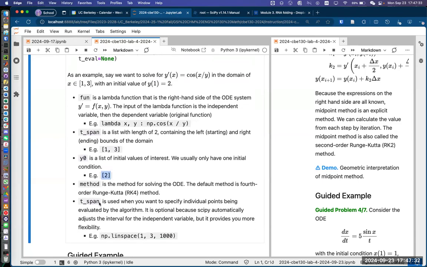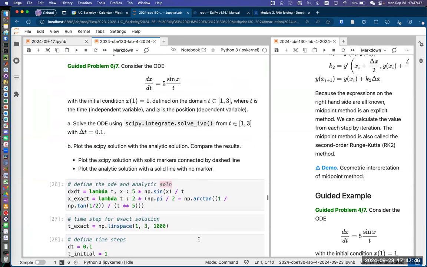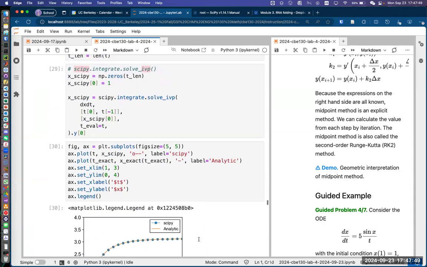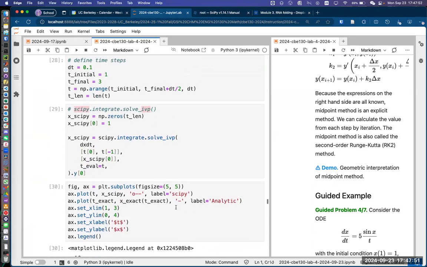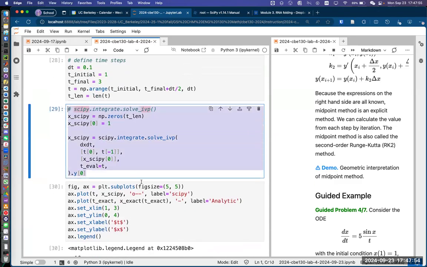And the t_eval is optional, but if you want to evaluate at specific points, say 1,000 equidistant points within the range 1, 3, then you put a linspace command here. And you can look through the guided problem and the practice problem. The only thing different here is the SciPy integrate. So again, we define our initial condition, and when you copy and paste to a different problem, be sure to check if your initial condition has changed. And then this is the ODE that we have, the left boundary, the right boundary, and our initial condition.